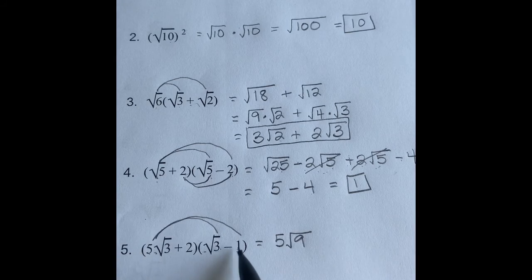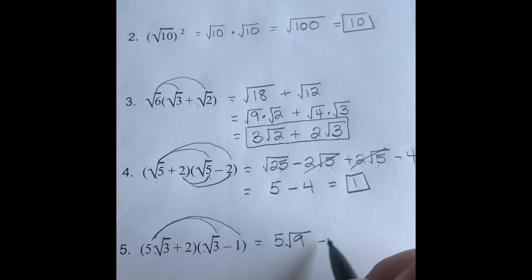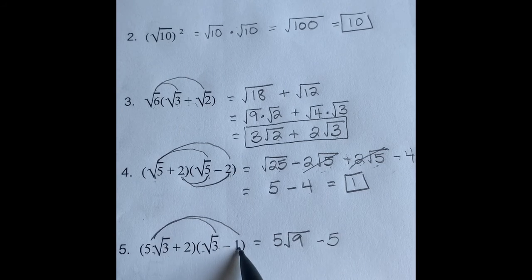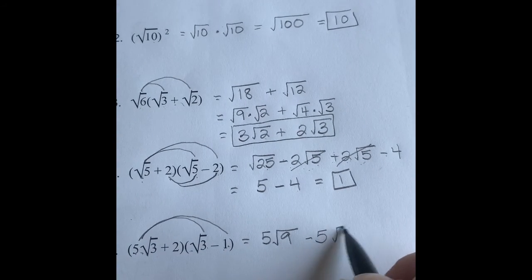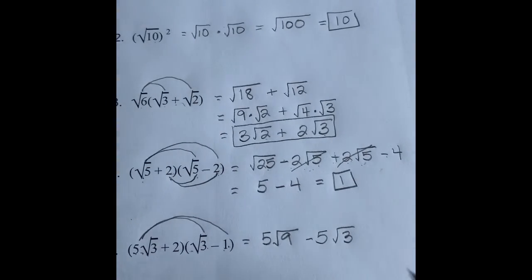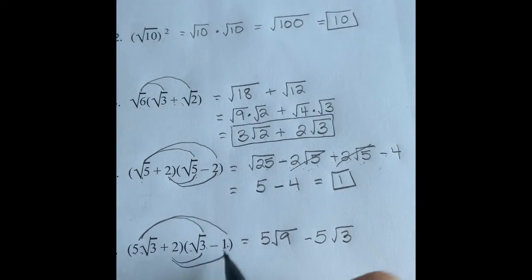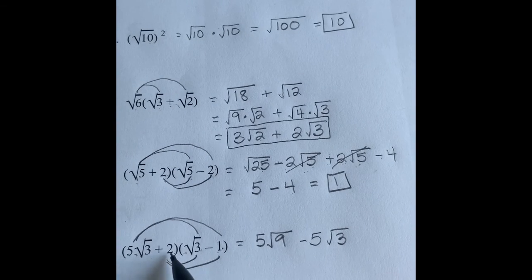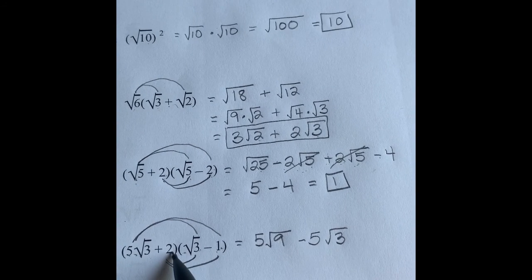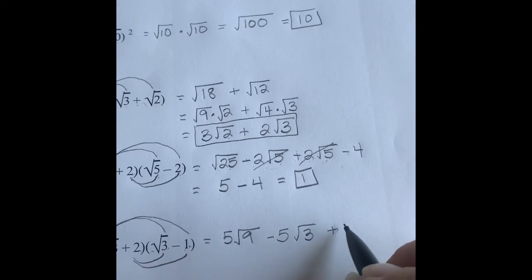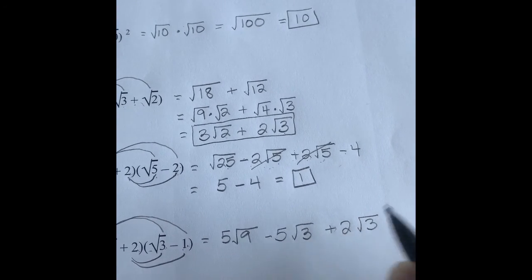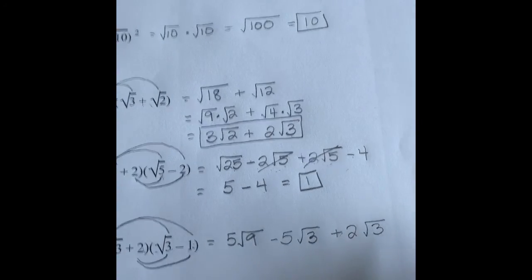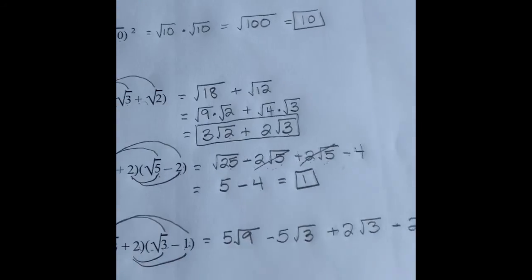Again, the 5 and the negative 1 can be multiplied to get negative 5, but this square root of 3 doesn't have anything that it can multiply with, so we're just going to carry that square root of 3 next to it. Then we're going to take this positive 2 and we're going to distribute that. Again, we can't multiply these two numbers because this 2 is not under a square root, so we'll carry over that positive 2 and carry over the square root of 3. And then finally, 2 times negative 1 is negative 2.